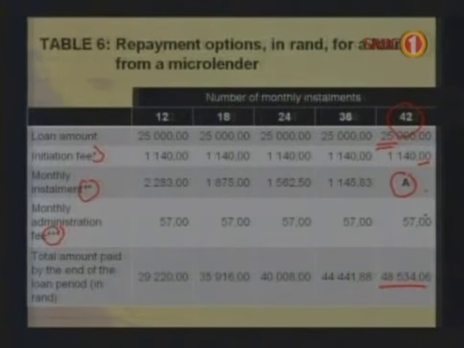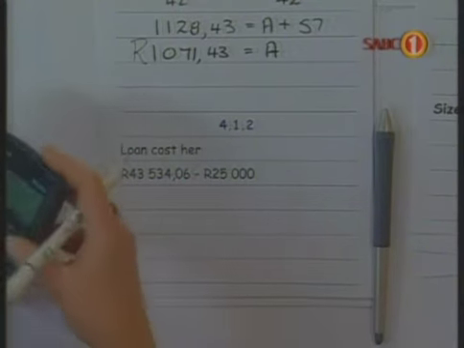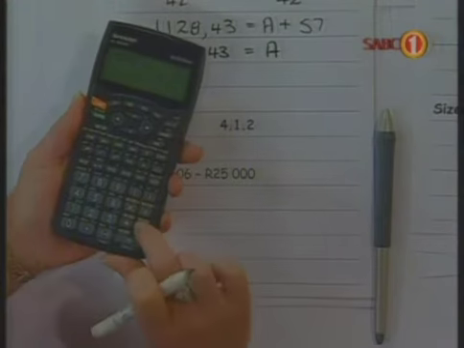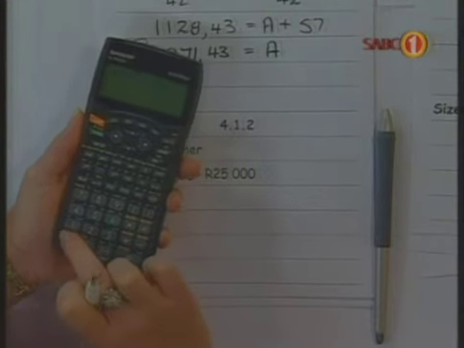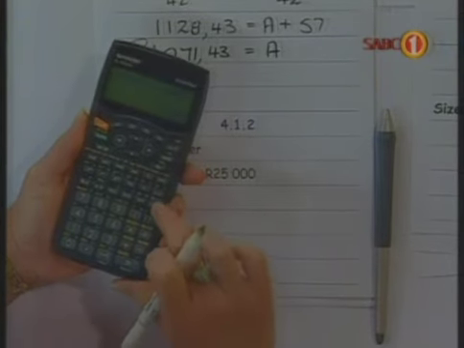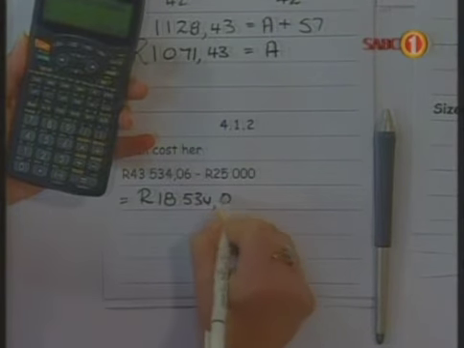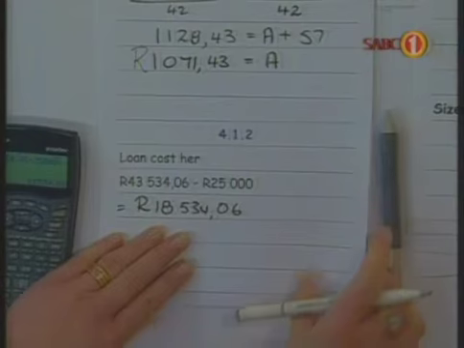Okay. Our next question says, how much does this loan actually cost her? So let's have a look at what the loan costs her. Here's the amount here. It's this amount, which is the total we're going to repay, and the loan amount started at 25,000. So we have to take the final amount that we're going to be paying and subtract the 25,000. So it's going to be 43,534.06. We're going to subtract the 25,000, and at the end of the day, the loan has cost her 18,534 Rand and 6 cents. That is a huge amount that she has to pay.